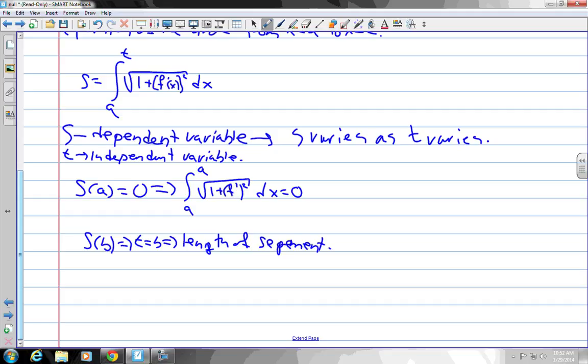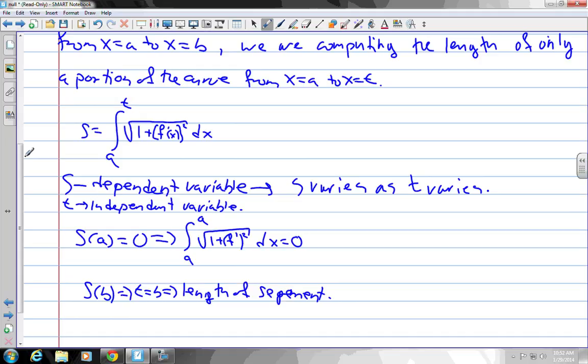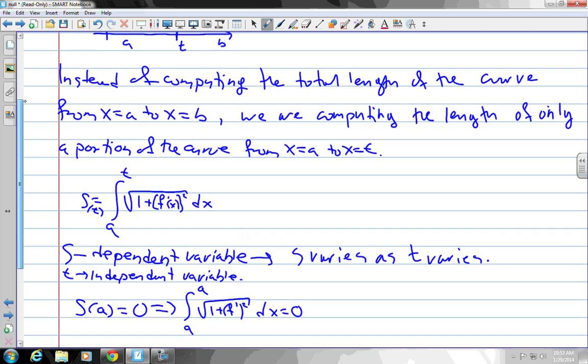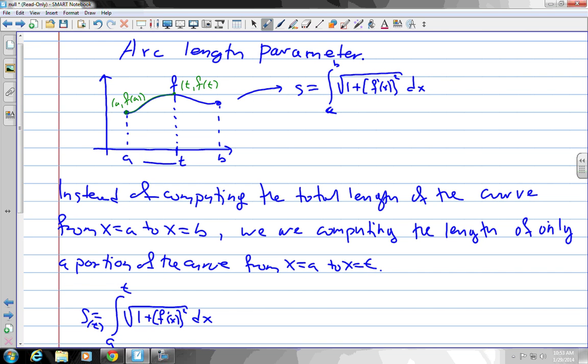Well, but you see this notation now, this is S of t. So S of A means A goes where the t is. So you end up with the integral from A to A, right? So I'm basically putting t where the A is. So then there is nothing there. There's just a point.